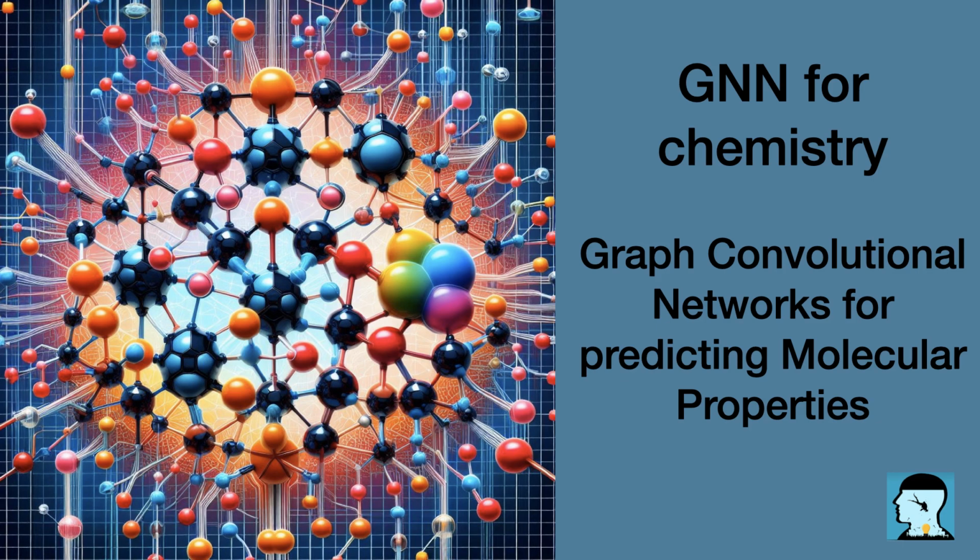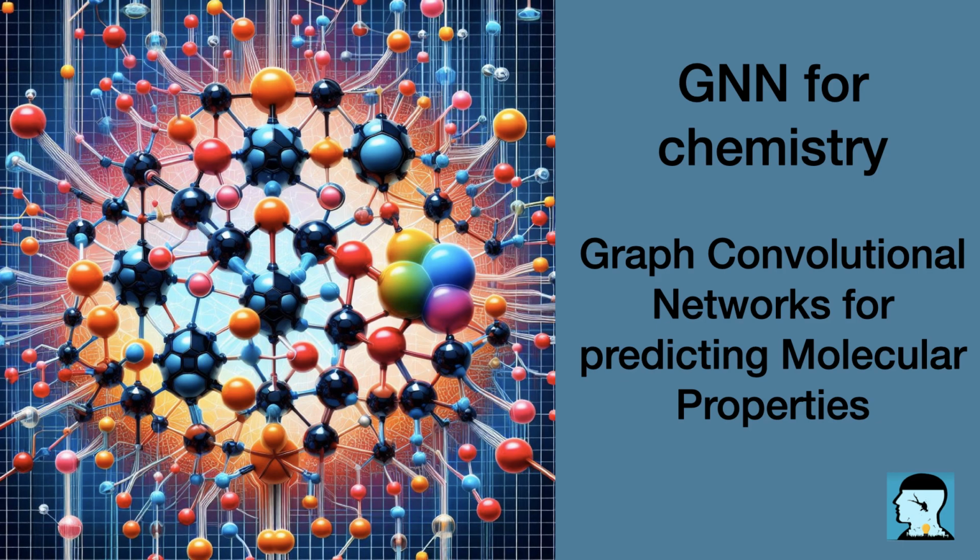The convolutional operation applies a filter to each node in the graph, and the pooling operation reduces the number of nodes in the graph type. The output of the last layer of the GCN model is a vector that represents the entire graph.